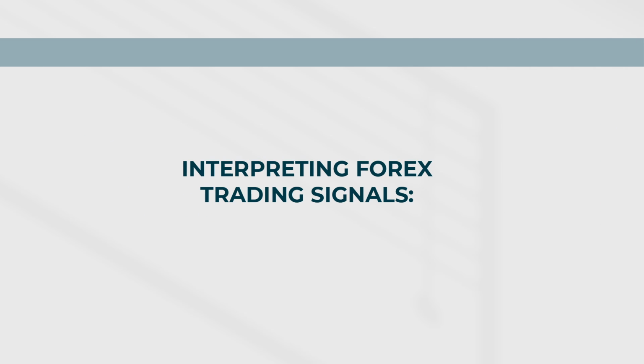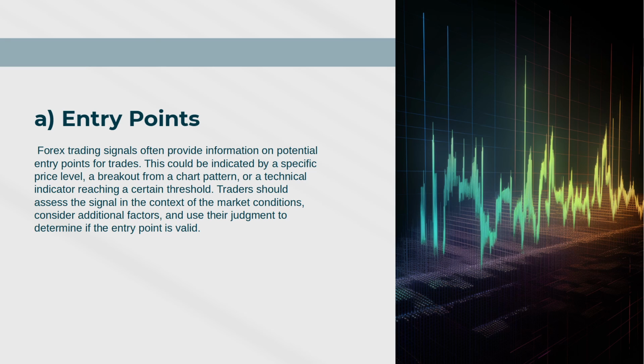Interpreting Forex trading signals. A. Entry points. Forex trading signals often provide information on potential entry points for trades. This could be indicated by a specific price level, a breakout from a chart pattern, or a technical indicator reaching a certain threshold. Traders should assess this signal in the context of the market conditions, consider additional factors, and use their judgment to determine if the entry point is valid.